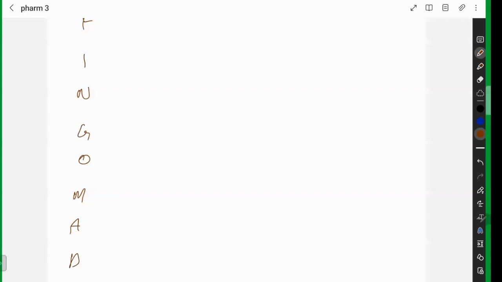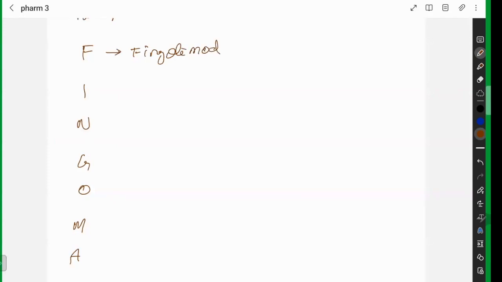Just put the FINGOMAD. F stands for fingolimod. I'll tell you what is multiple sclerosis. Basically, in multiple sclerosis, there is a failure in development of your myelin sheath, or there is an antibody that is going to act against your myelin sheath.